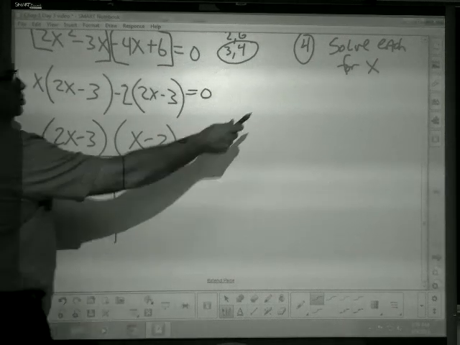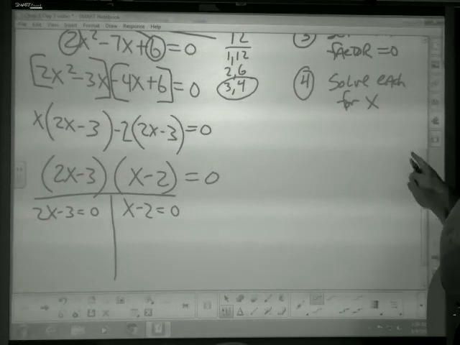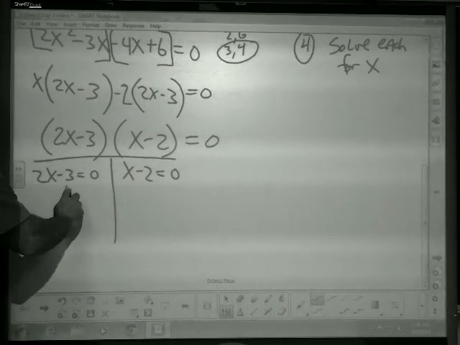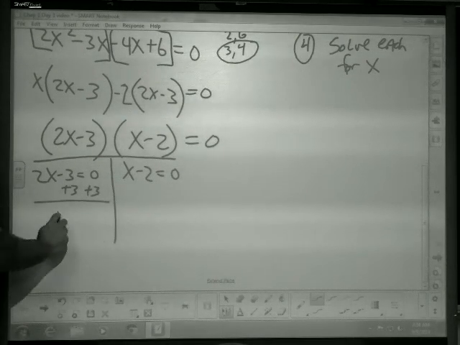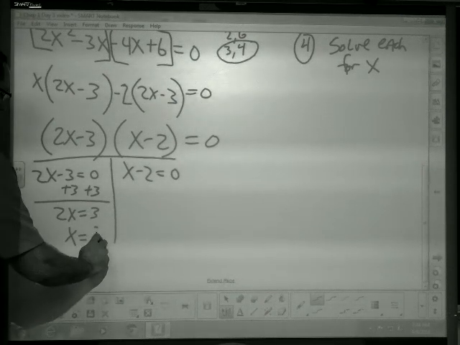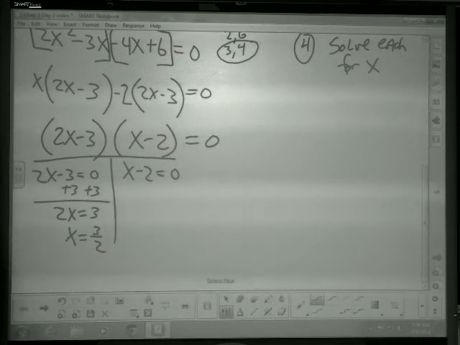And solve each for x, step 4. Solve each of these for x. So add 3. So I have 2x equals 3, divide by 2, x equals 3 halves. Now I know what you're thinking. That can't be an answer because it's a fraction.